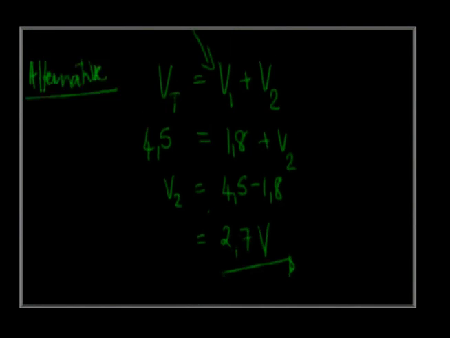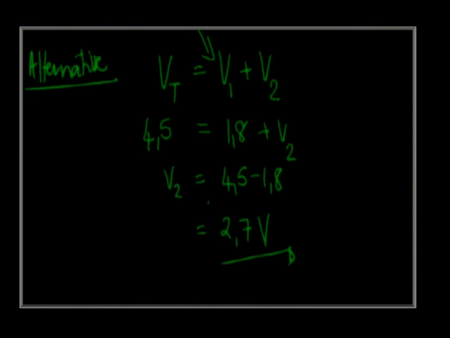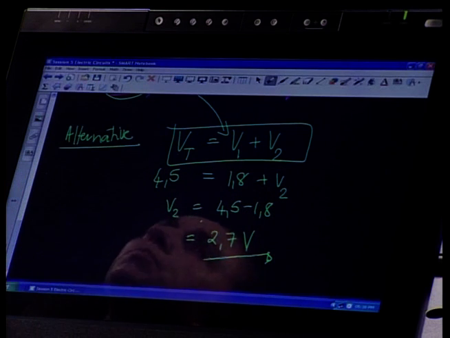Now they would both give you the same answer, same number of marks. All you've done is you have applied the principle that the total potential difference in a series circuit is equal to the sum of all of the potential differences, or all of the voltmeter readings, inside a series circuit.